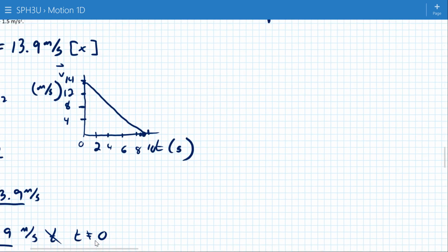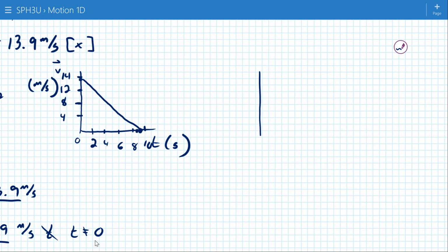When I go to do my displacement time graph, or not my displacement, my position time graph, I know I'm going to do it for the same period of time, so I can put those numbers on right away. 6, 8, 10.